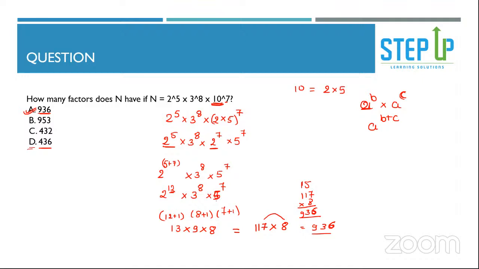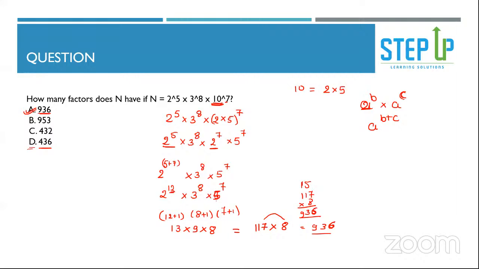So 2 to the power 7, it will be 7 plus 5 will be 13. 7 plus 5 will be 12. So this number will become 13. So it will be 13 into 9 into 8. Now 9 into 8, I know 9 into 8 is 72. So I will focus on the unit digit.